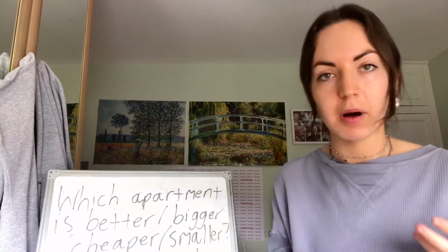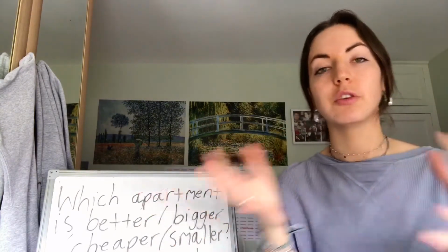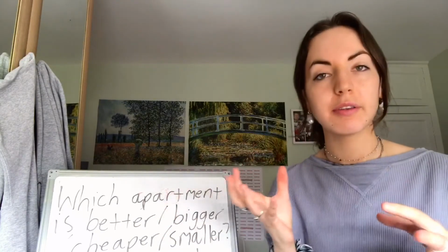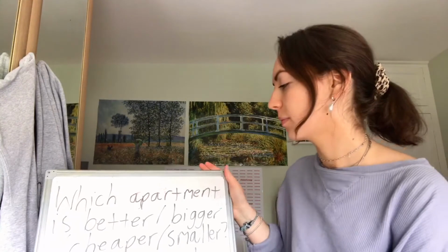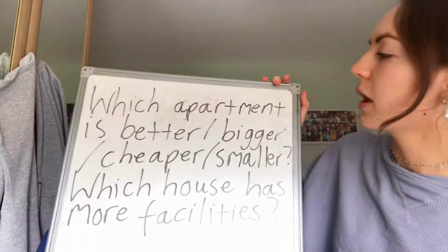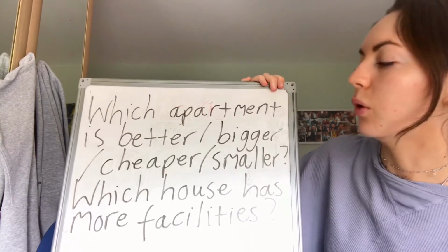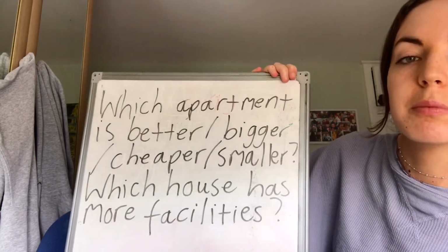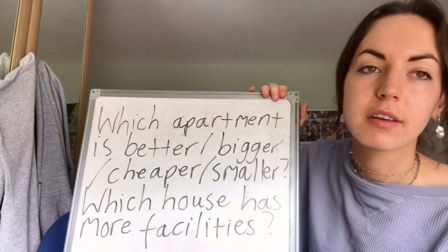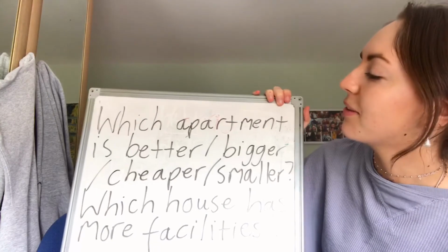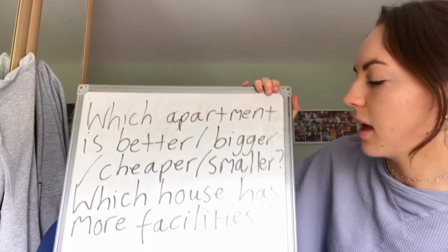Okay, so when we rent an apartment, you might see two apartments and you want to compare them, or two houses and you want to talk about which is better. So I have some examples here. Which apartment is better or bigger or cheaper or smaller? This is super easy. You just add ER on all the words. So which apartment is better, bigger, cheaper or smaller?